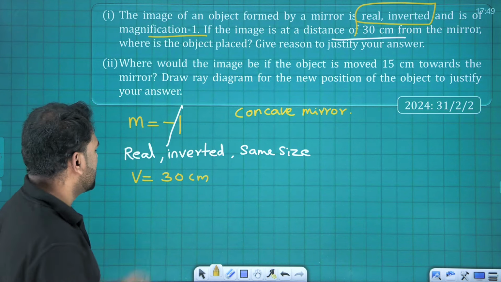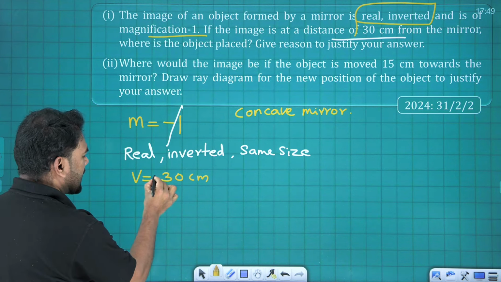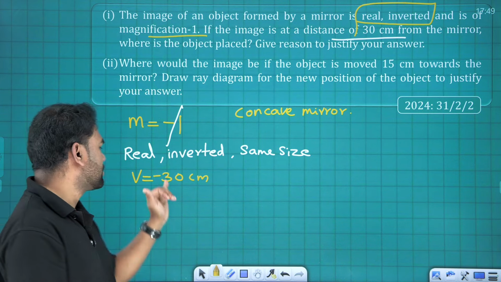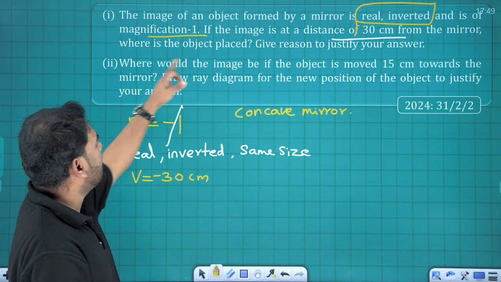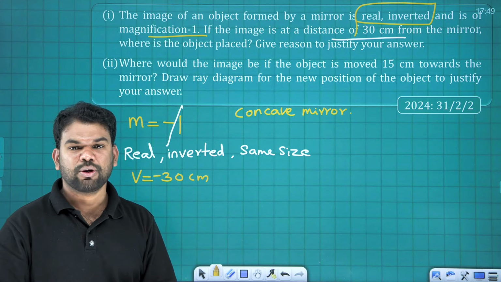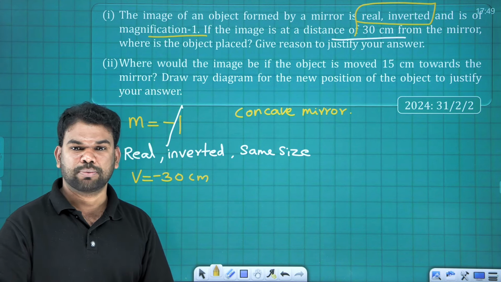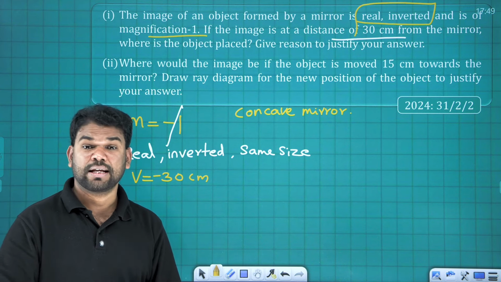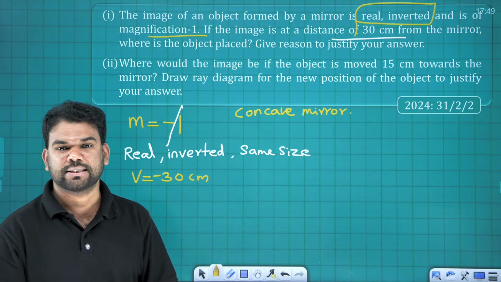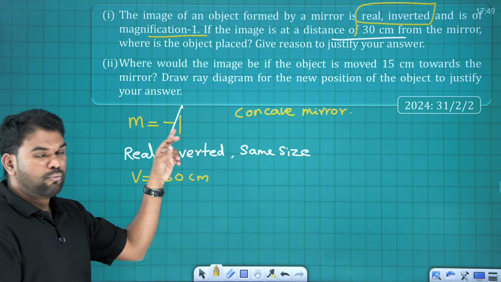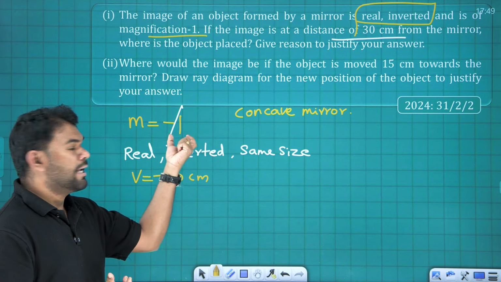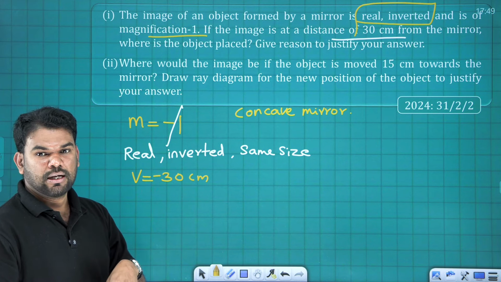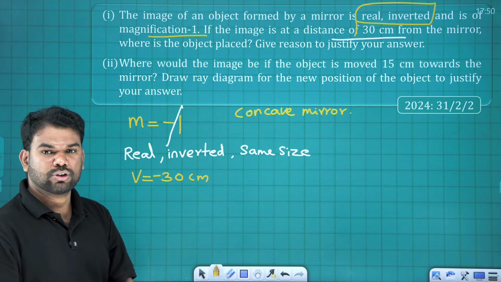Image distance is given as 30 centimeter. You know that real images are always on the left side of the mirror. So as per sign convention, it is -30. Where is the object placed? Based on the characteristics of the ray diagram, we can easily write the answer, with no need of any calculation. When will the image be real, inverted and same size? If the object is at C, then the image will also be at C.